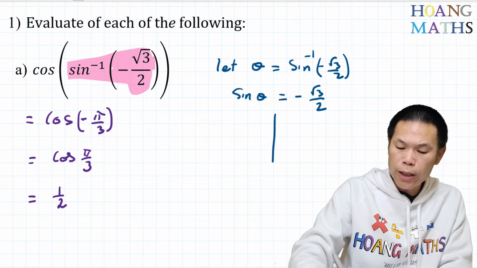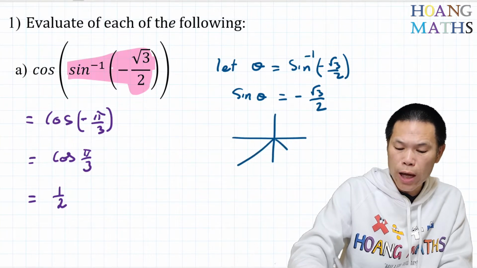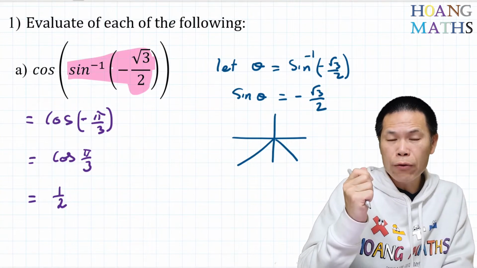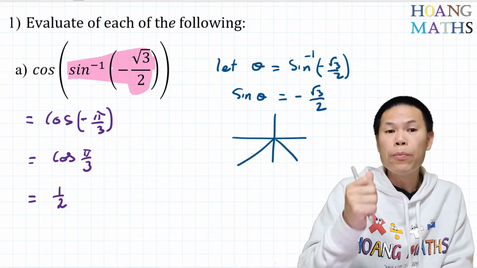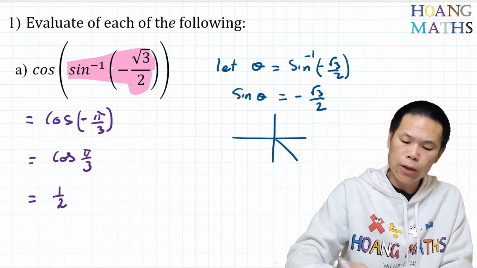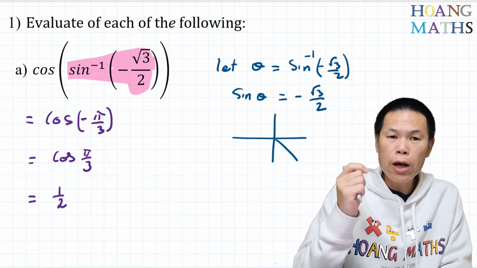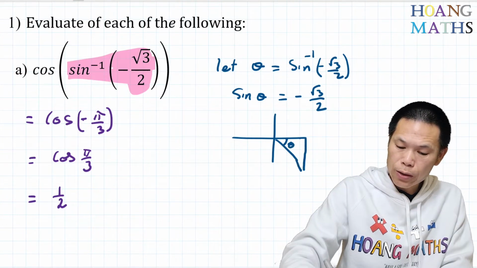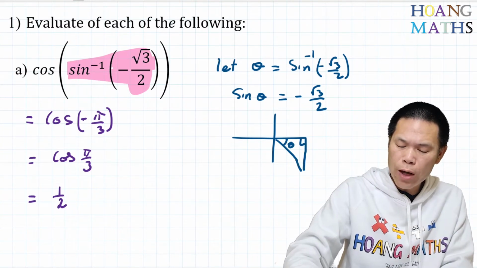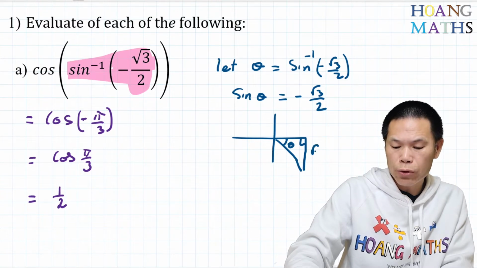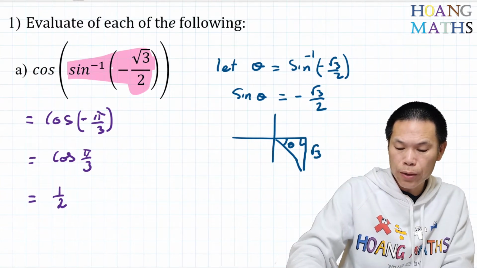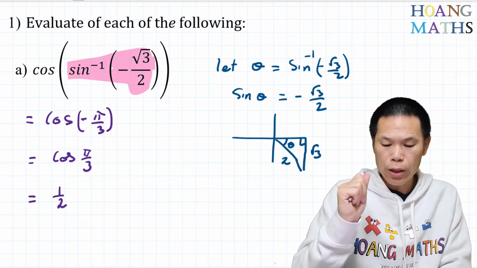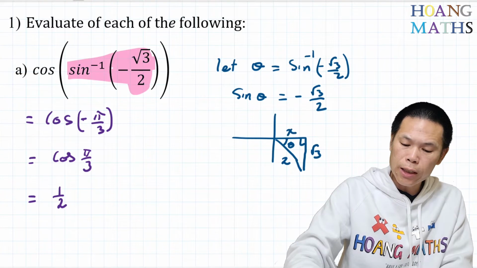Because it is negative, we know it is in this quadrant and this quadrant. But because for inverse sine the range is between negative pi over 2 and pi over 2, we cancel that one out. Therefore, it's only in the fourth quadrant. So this is theta. Sine is opposite over hypotenuse. So the opposite is root 3 and the hypotenuse is 2. And we can work out this length here. Let's say this is x.